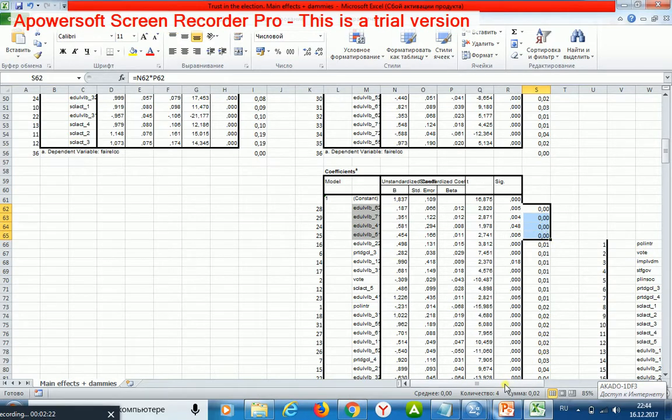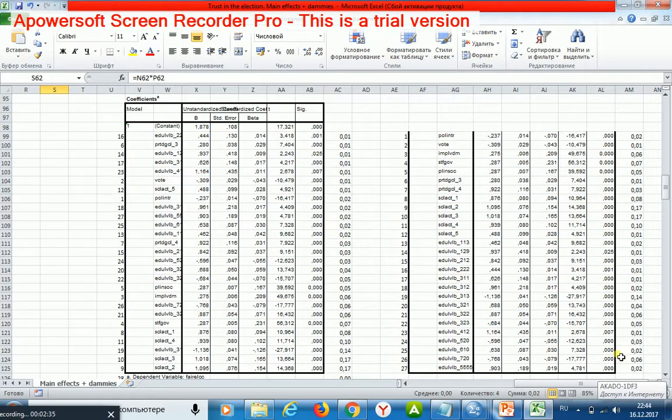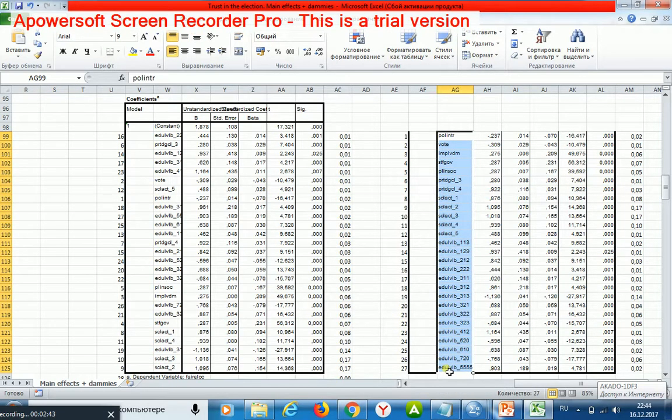And I restart the regression one more time without these regressors. It is the second iteration. And after the third iteration, finally, I get a system of 27 regressors, which are rather strong. They are significant and strong.